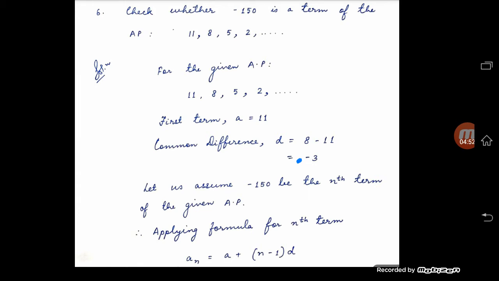Now, since we have to check whether minus 150 is a term of this AP or not, we just assume that minus 150 is a term of this AP and it is the nth term. Now we apply the formula for the nth term of an AP. What does the nth term of an AP say? It says that an is equal to a plus n minus 1 into d. Here a is the first term, small d is the common difference. an will be minus 150, since it is the nth term we have assumed. n will remain as this and this we have to find.